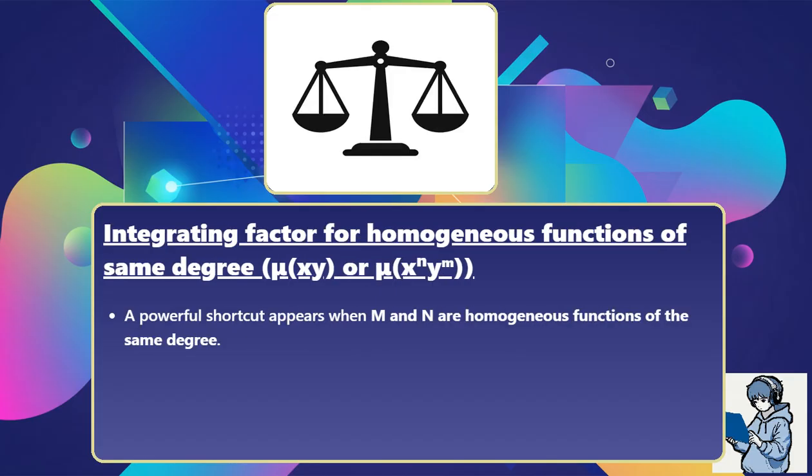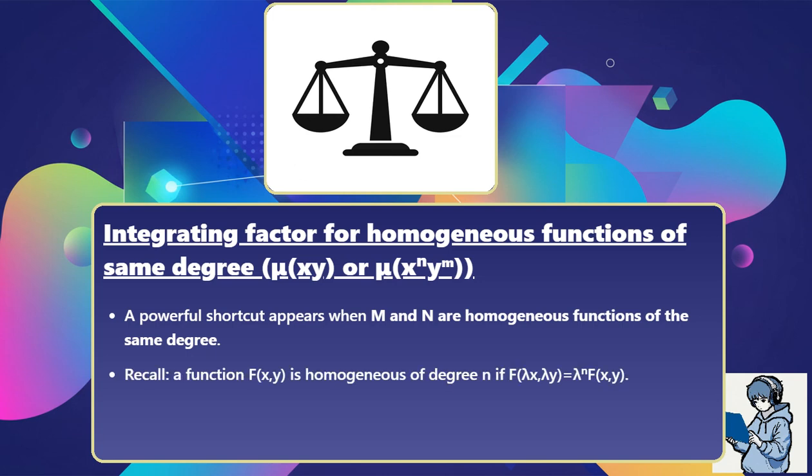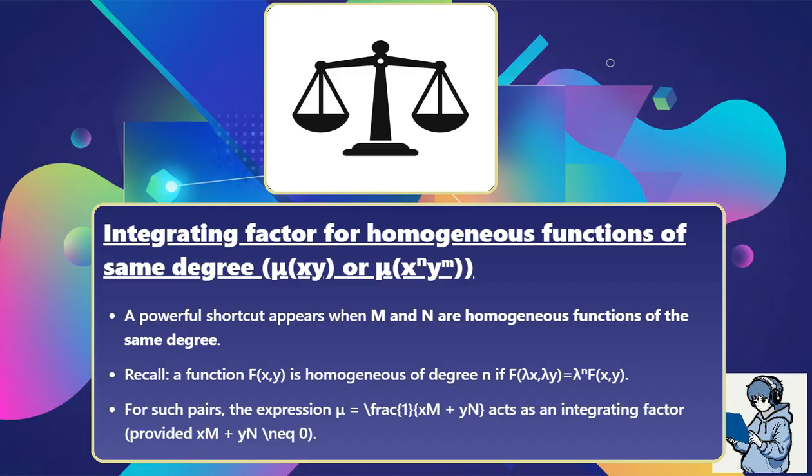A powerful shortcut appears when M and N are homogeneous functions of the same degree. Recall, a function f of x comma y is homogeneous of degree n if f of lambda x, lambda y equals lambda to the n times f of x comma y. For such pairs, the expression mu equals 1 over xM plus yN acts as an integrating factor, provided xM plus yN is not equal to 0.